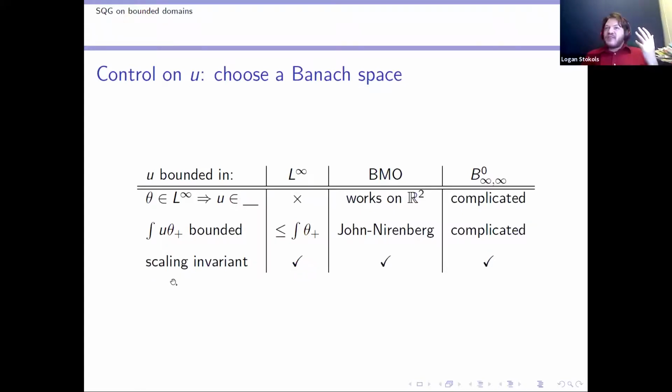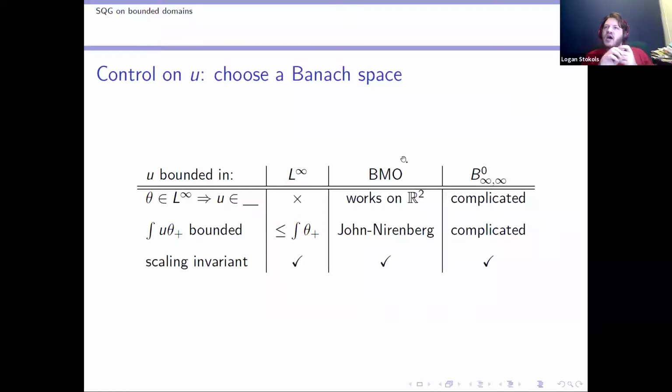It would be very nice if we could bound u in L infinity. So this almost works because the Riesz transform is bounded from LP to LP for all p strictly between 0 and infinity. But it doesn't work for L infinity. Notice, of course, that this would be plenty to bound the integral. We could just say the integral of u theta plus is less than the integral of theta plus, and no more u, no more complications, we're done. And of course, L infinity scales the right way.